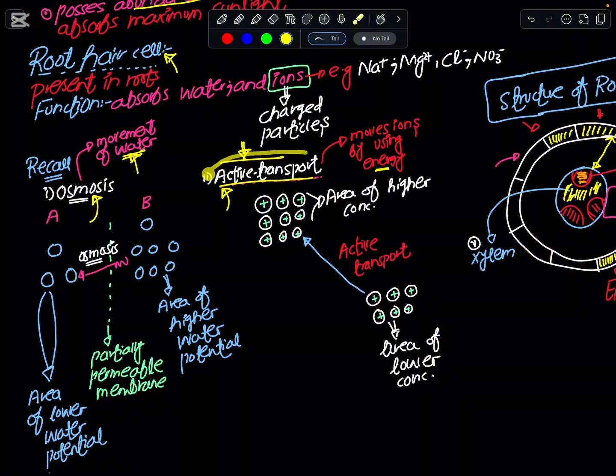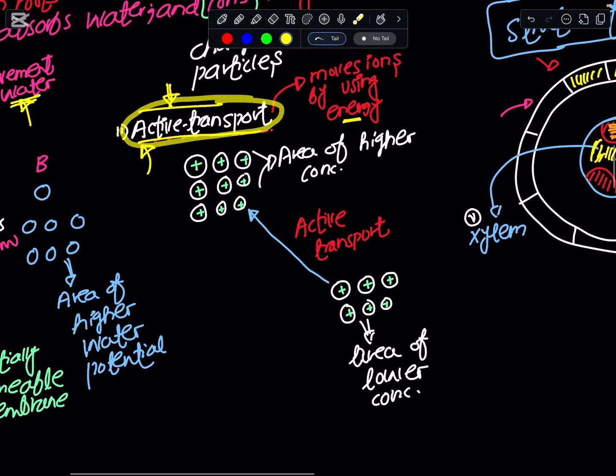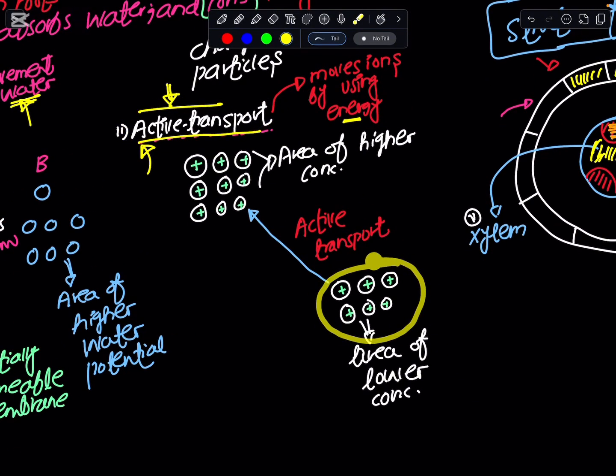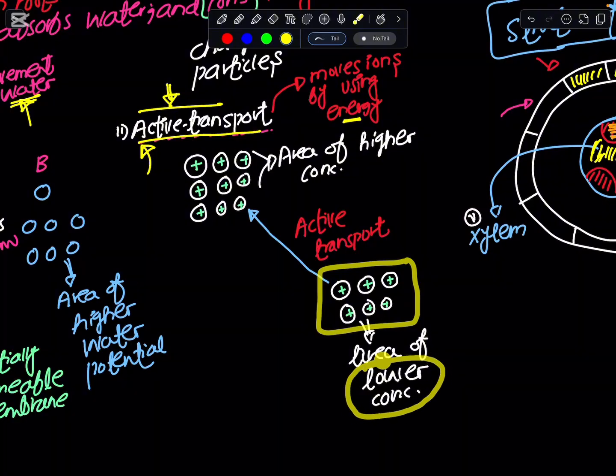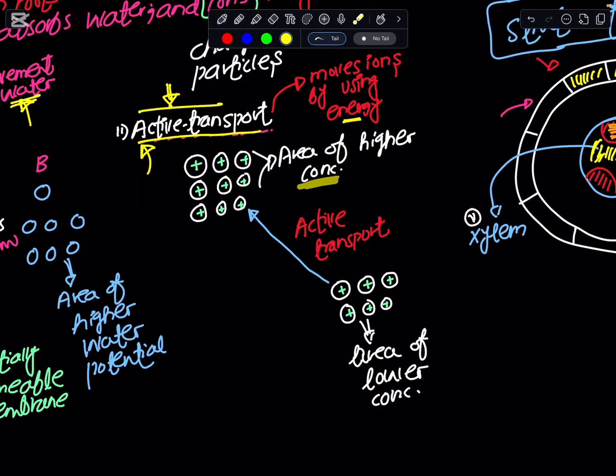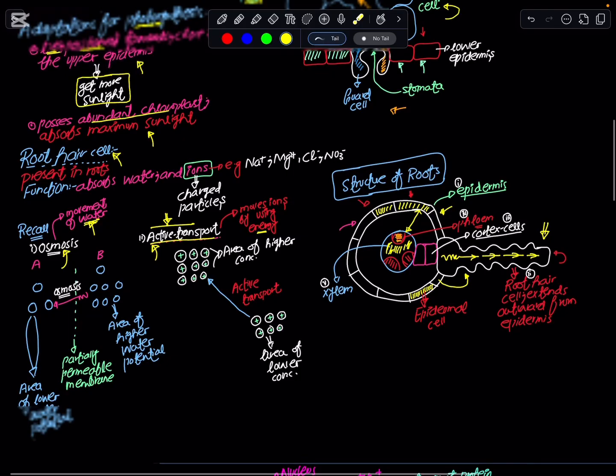And if I were to talk about active transport, you see that at this point I have fewer charged particles. Here I have more charged particles. So where we have fewer particles, this is an area of lower concentration. Where we have more charged particles, this would be an area of higher concentration. And if I have to move the ions from an area of lower concentration to an area of higher concentration, and that too against a concentration gradient by utilizing energy, this is active transport.